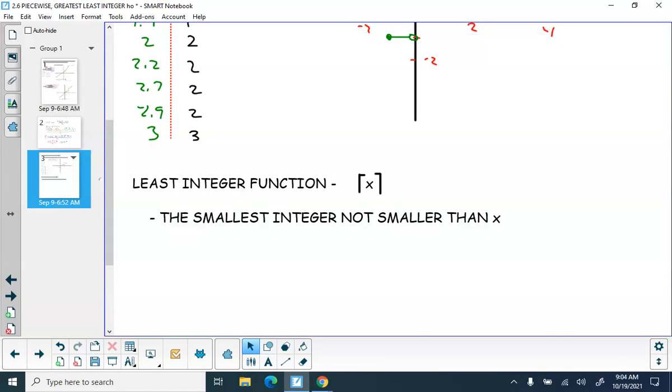The least integer function is the smallest integer not smaller than x. The smallest integer not smaller than x.